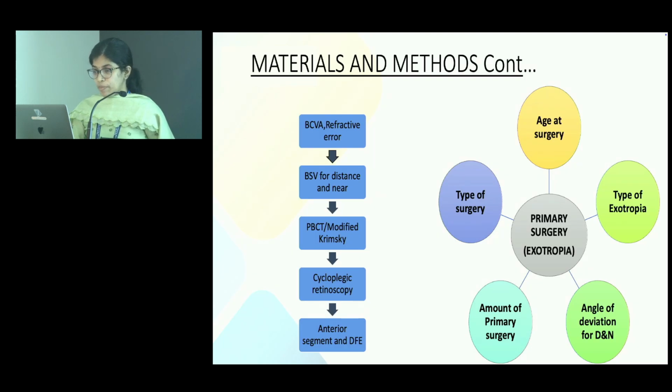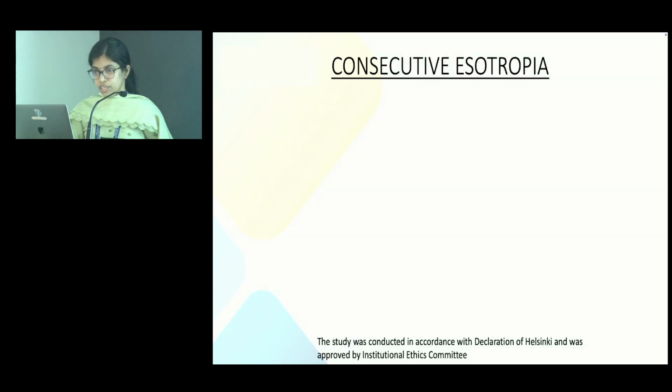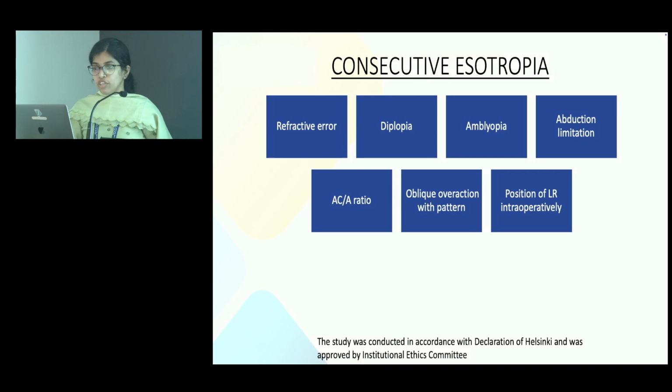These are the primary surgery parameters we looked into: age at initial surgery, the type of exotropia, angle of deviation for distance and near, amount of the primary surgery, and whether the surgery was a unilateral or a bilateral LR recession. Among the consecutive esotropia parameters, we looked into any presence of refractive error, any complaints of diplopia, any presence of amblyopia, abduction limitation, any presence of high AC/A ratio, and oblique overaction with the pattern. Also, we looked at the position of the lateral rectus intraoperatively.